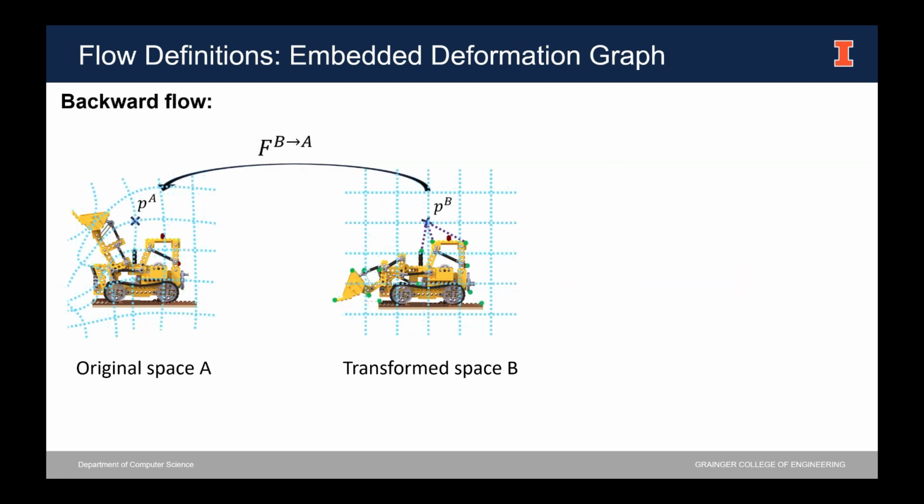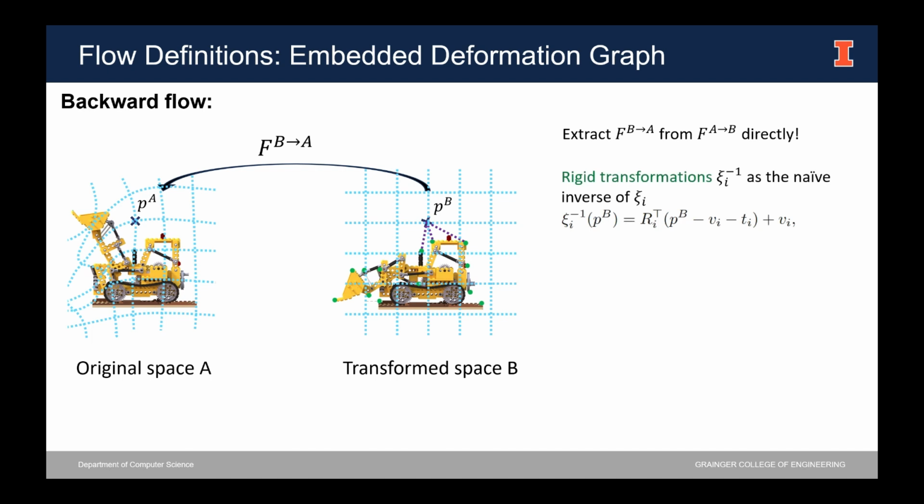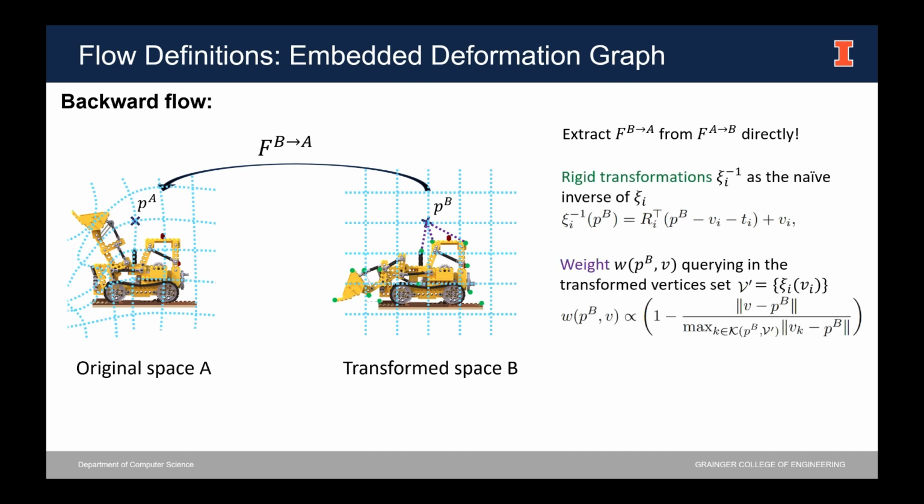For the backward flow mapping from space B to A, we can extract it directly from the forward flow. First, we naively invert the rigid transformations used before. Then we anchor these transformations to vertices of the transformed mesh, and the weights are queried among them. Finally, the transformation is a similar weighted sum of inverse rigid transformations.